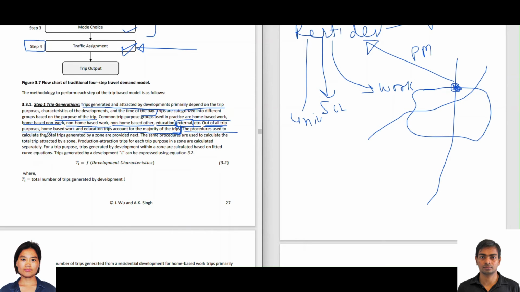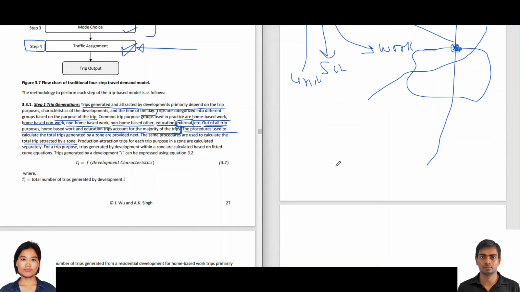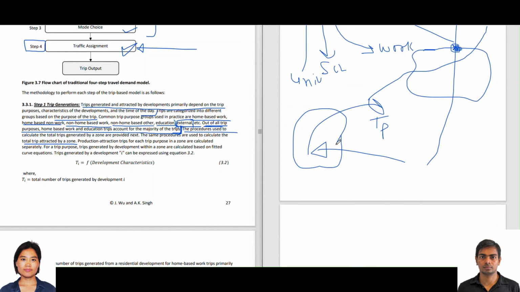So the procedure used to calculate trips generated by a zone is provided next. The same procedure can be used to calculate trips attracted by a zone. So there are procedures to figure out how many trips will be going out of the zone, which is called trip production, let's say TP, and there are equations to calculate the number of trips entering the zone. It's called trip attraction. Below we are going to discuss the procedure or formulas to calculate trip production, but exactly the same procedure also applies for trip attraction.